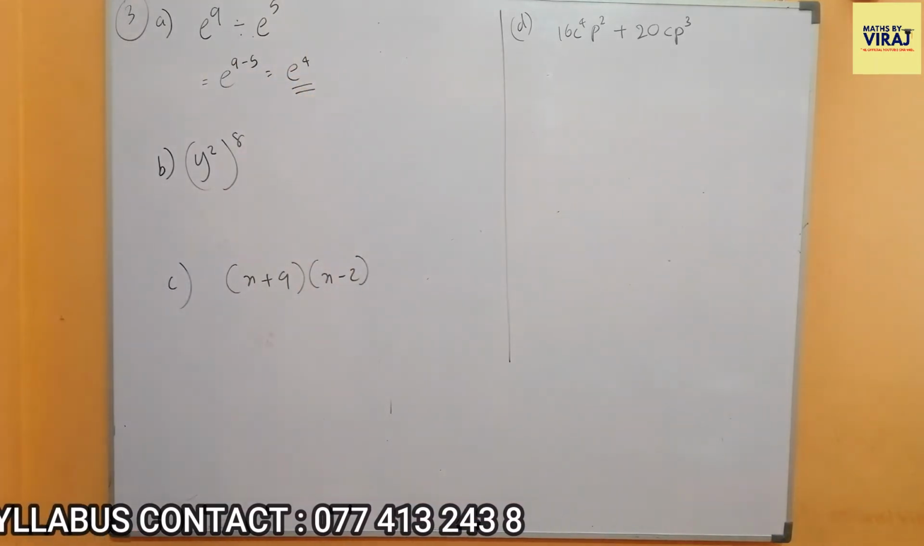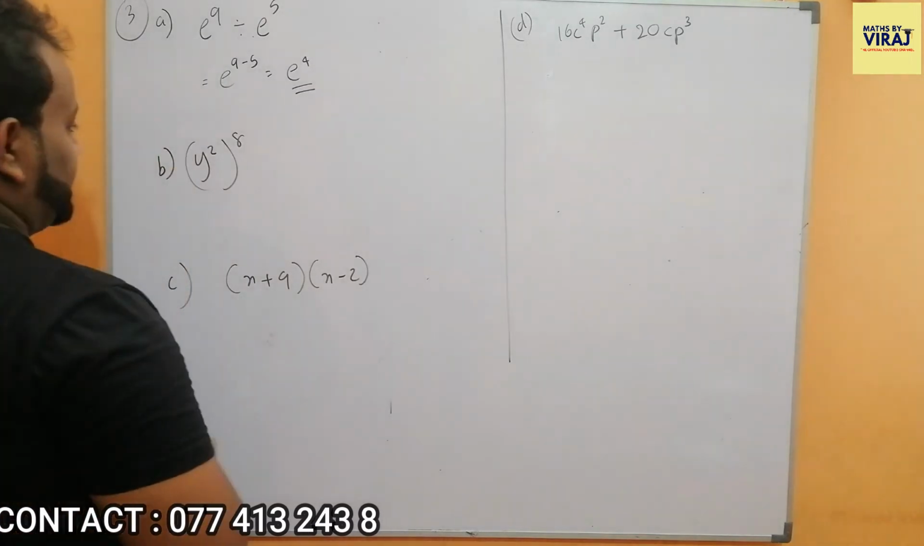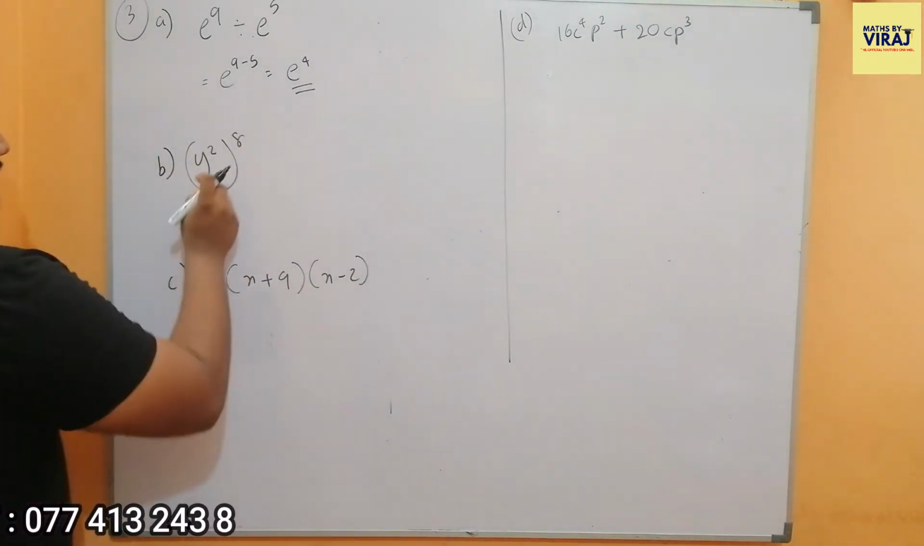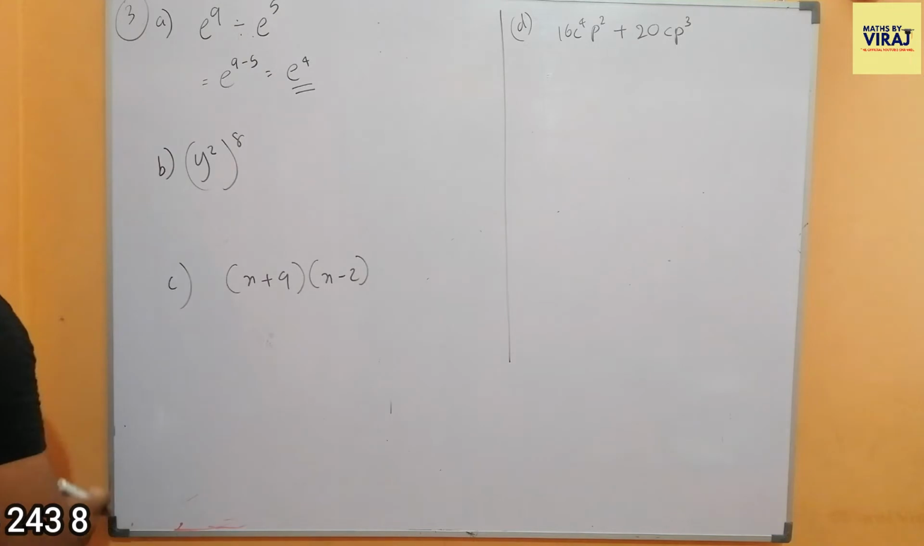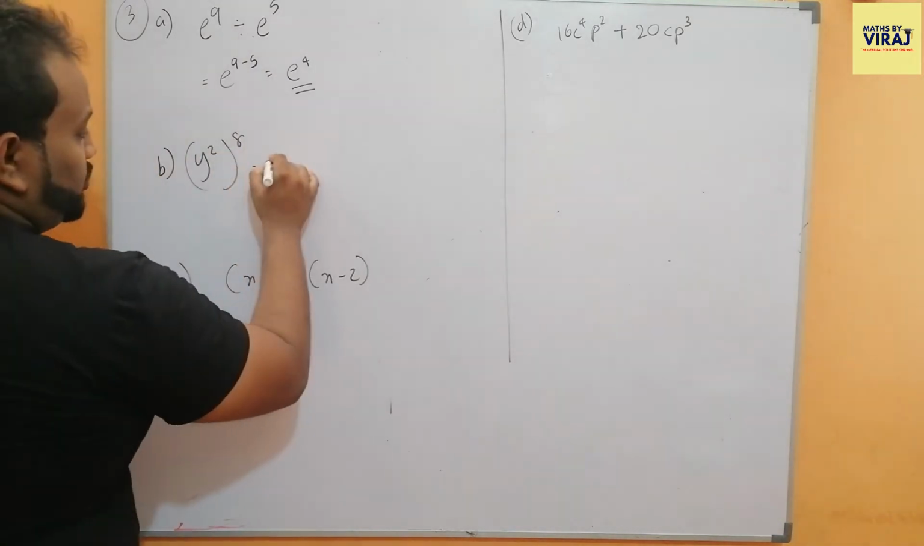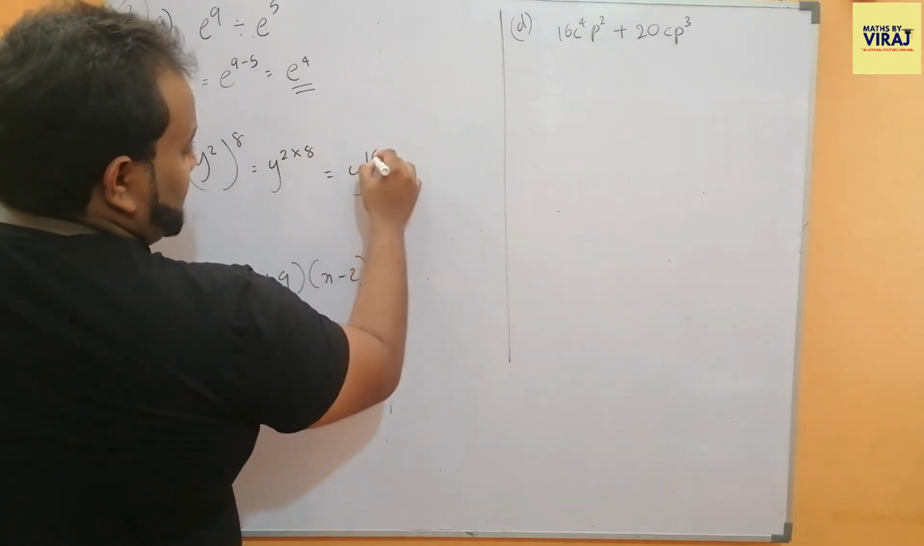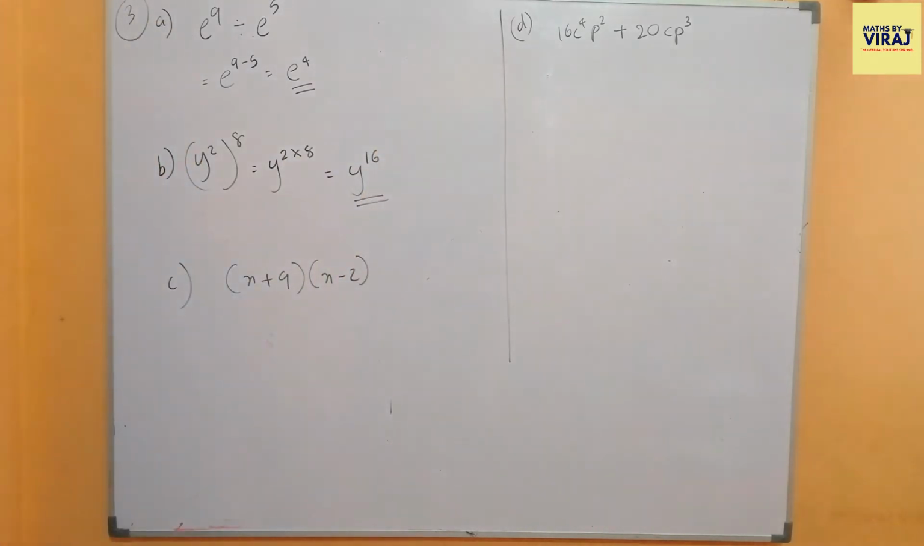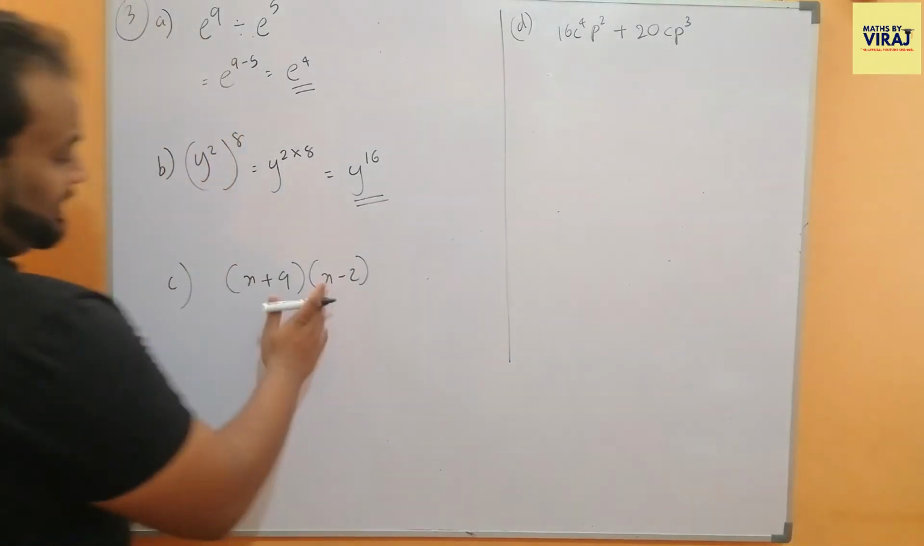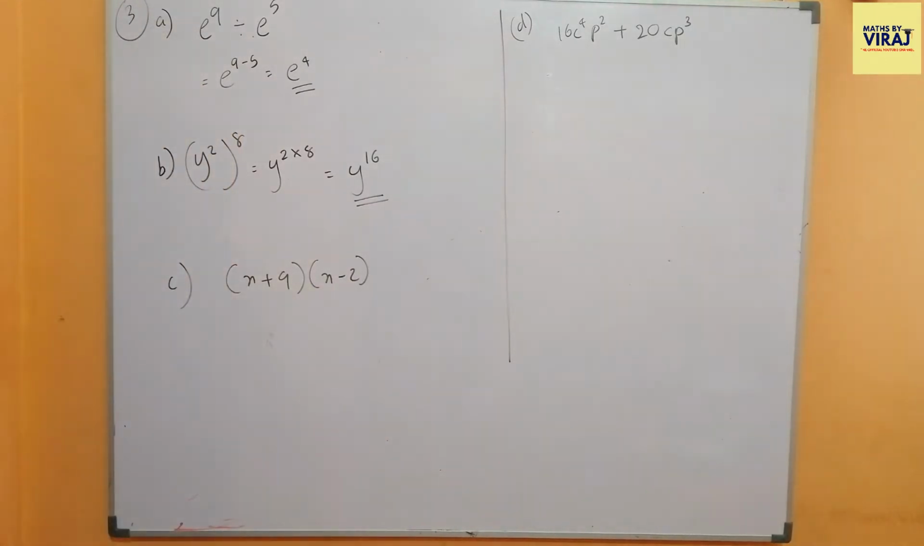Part B, raising a power to a power. Y squared, or y to the power 2, whole to the power 8. When there is a power to a power, we multiply the two powers, which gives us y to the power 16.